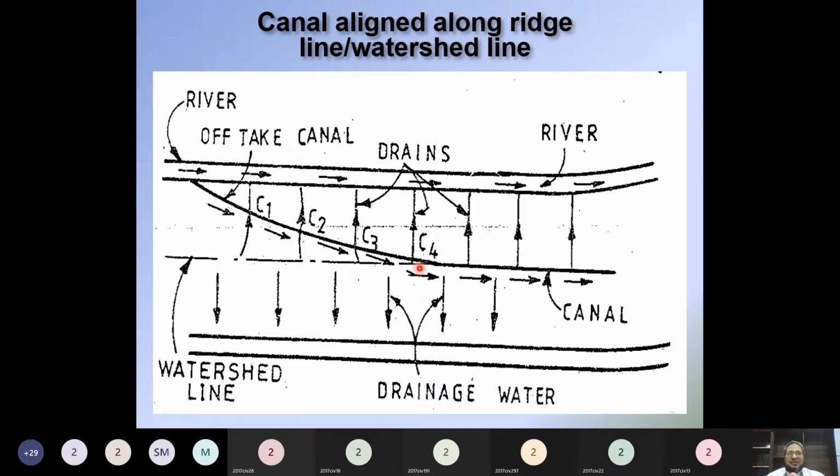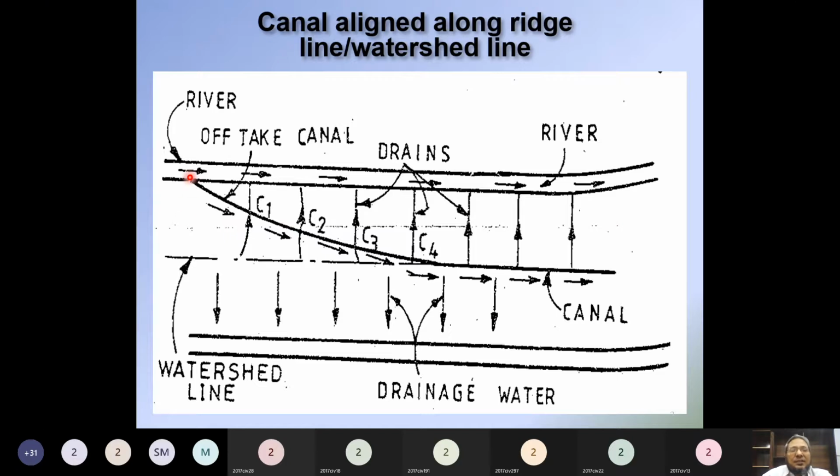What is a watershed line? The peaks in the area. As long as this canal is aligned along the ridge lines or watershed divide line, is there any possibility that some drain or stream will cross it? Now, this is the ridge line. These are the small drains or streams which run in this direction and also in this direction. We know that the streams are along these slopes. So these are the streams.